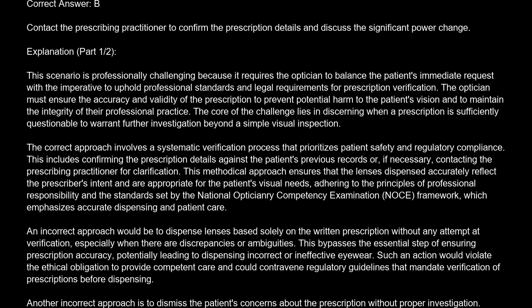An incorrect approach would be to dispense lenses based solely on the written prescription without any attempt at verification, especially when there are discrepancies or ambiguities. This bypasses the essential step of ensuring prescription accuracy, potentially leading to dispensing incorrect or ineffective eyewear. Such an action would violate the ethical obligation to provide competent care and could contravene regulatory guidelines that mandate verification of prescriptions before dispensing. Another incorrect approach is to dismiss the patient's concerns about the prescription without proper investigation.